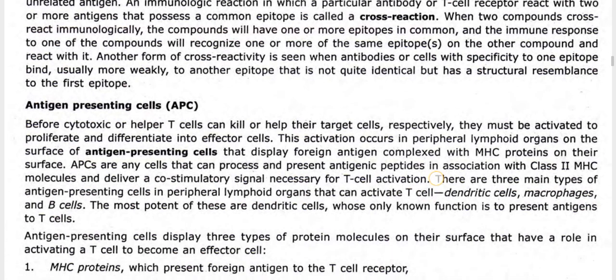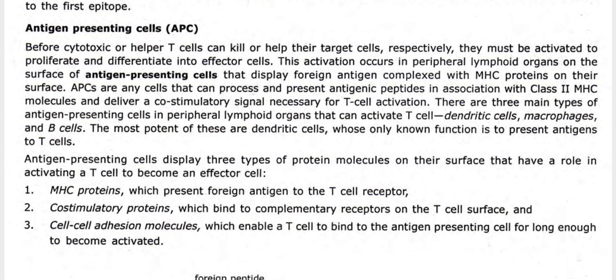So, antigen presenting cells next, APCs. Before cytotoxic or helper T cells can kill or help their target cells respectively, they must be activated to proliferate and differentiate into effector cells. This activation occurs in peripheral lymphoid organs on the surface of antigen presenting cells that display foreign antigen complexes with MHC proteins on their surface. APCs are any cells that can process and present antigenic peptides in association with class 2 MHC molecules and deliver a co-stimulatory signal necessary for T cell activation.